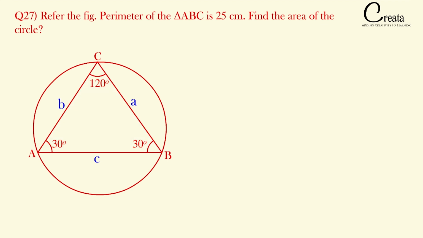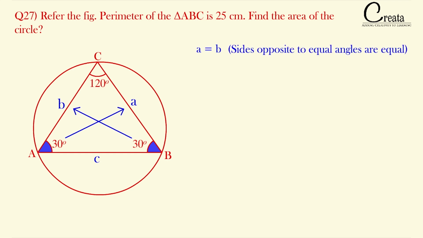Further, here angle A and angle B for this triangle are equal, that is both are equal to 30 degree. And we know the sides opposite to equal angles in a triangle are equal. Means side A and side B will be equal to each other. Why? Because these two sides are opposite to these two equal angles. Got it?